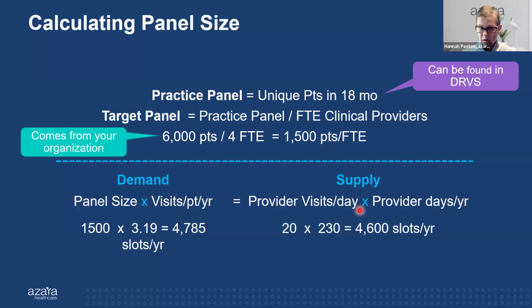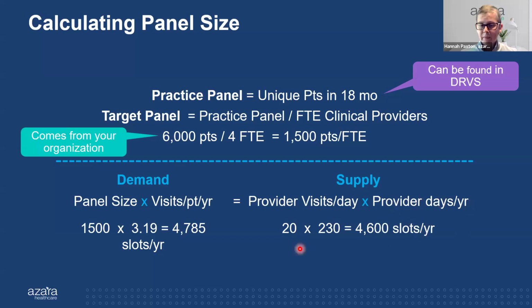You're not going to find that in DRIVES. You're also going to look at how many days per year your providers work. Again, you won't find that in DRIVES either. That's going to be possibly individual per provider, right? So you have some providers who work less. They're maybe a 0.8 FTE and they work fewer days. You have other providers who are full-time. So again, that's going to depend on your organization and how you calculate how many days a year that provider is going to work.